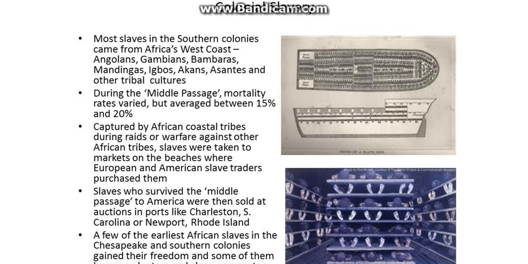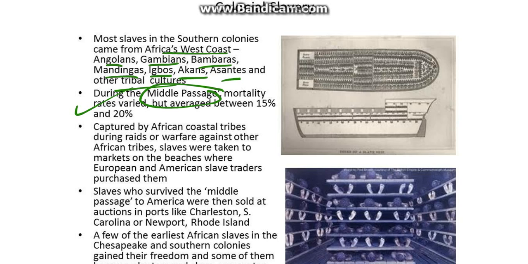Most slaves in the southern colonies came from Africa's west coast. Angolans, Gambians, Bambaras, Mandingas, Igbos, Akans, Asantes, and other tribal cultures. During the Middle Passage, mortality rates varied, but averaged between 15 and 20%.